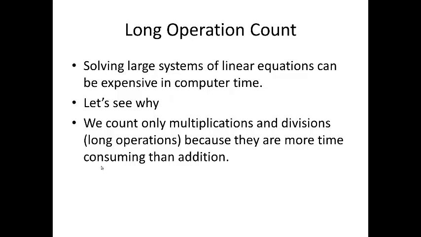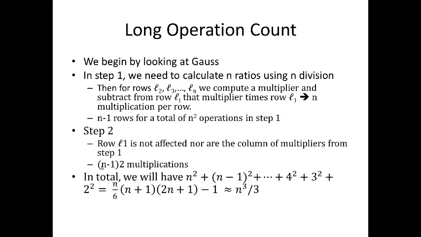And as a side note, in modern computers, most of the floating point operations are done in hardware, so long operations may not be as significant as they were in the past, but this is still going to give us a good general operational cost of Gaussian elimination with scaled partial pivoting. So let's begin by looking at the Gauss procedure.